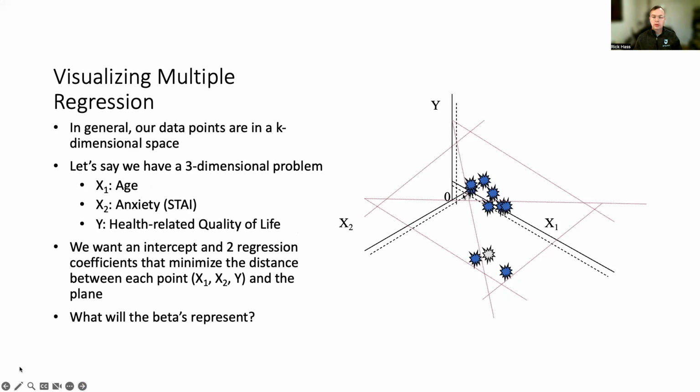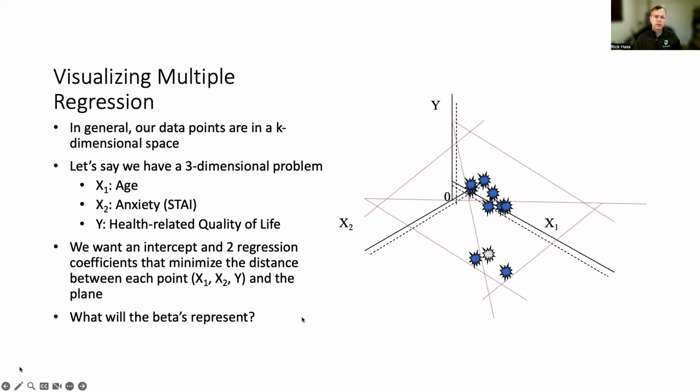Our data now are three-dimensional. People will have an X1 value, a point on this axis, an X2 value, and a Y value. So there would be a triple in three-dimensional space. And then our regression equation is actually a plane. We fit a surface in that space.